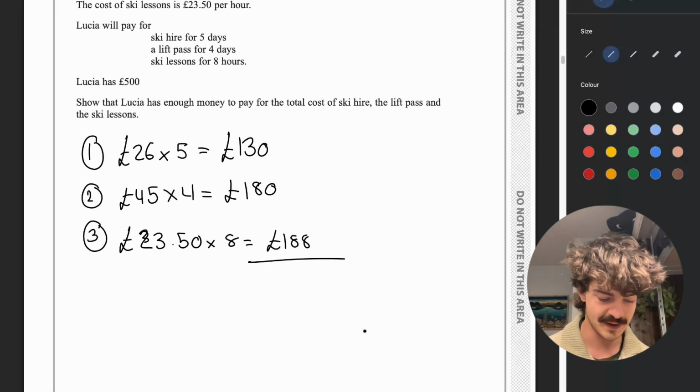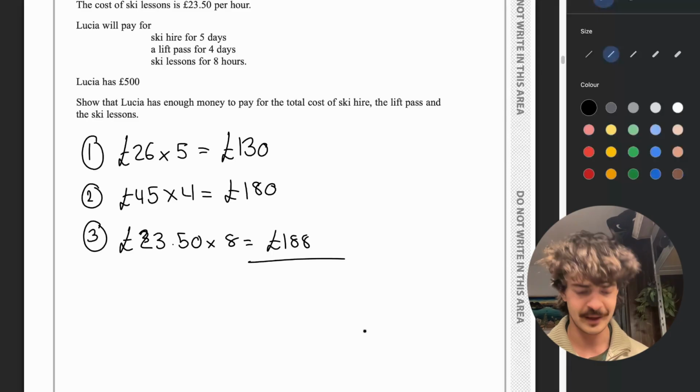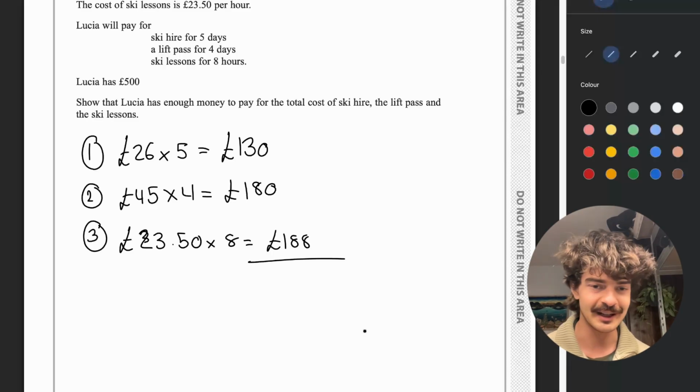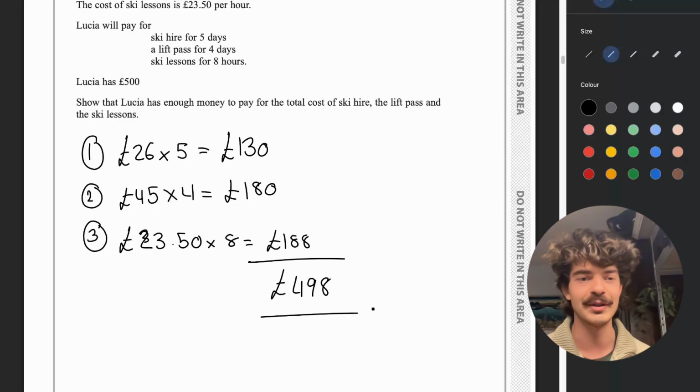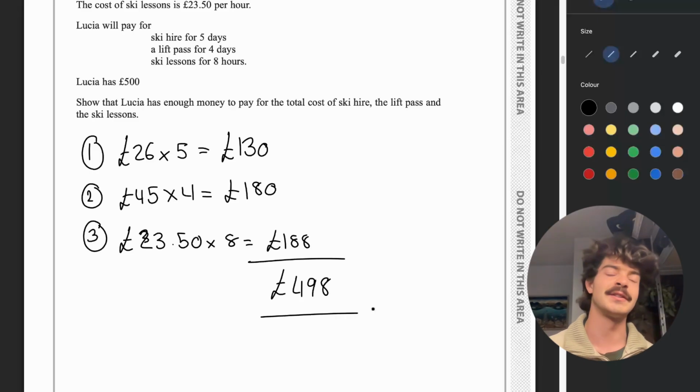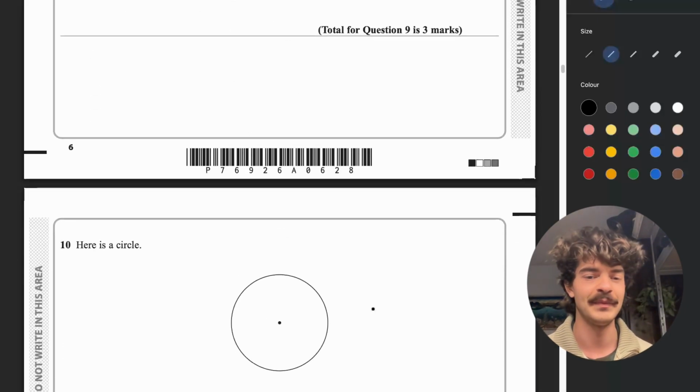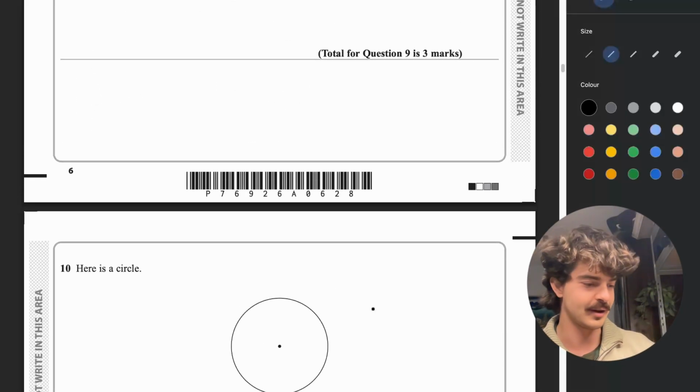Now, definitely make the most of having your calculator in this question. I know a few of you would definitely enjoy just hoping for the best and doing all the numbers that way. But yes, add all of those numbers together in your calculator, double check, and you should get 498. So yes, she definitely just has enough with £2 to spare. Fantastic. That might even get her a snack.